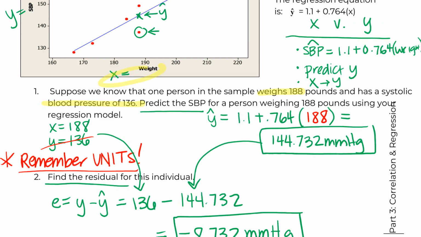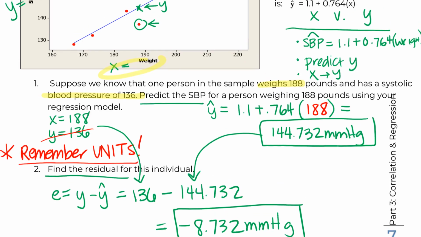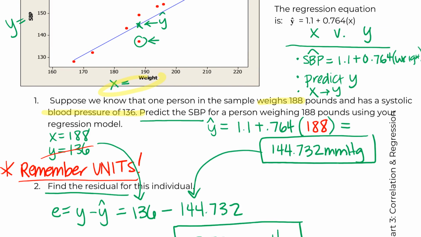I remembered something else. In addition to calculating these, I wanted to show you visually what this was. So the height of the actual point was our y. The height of the line at that particular x value of 188 was our y hat. And when we're looking at our residual, that's the actual vertical distance. That's what it was talking about.